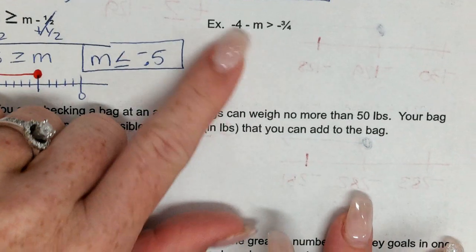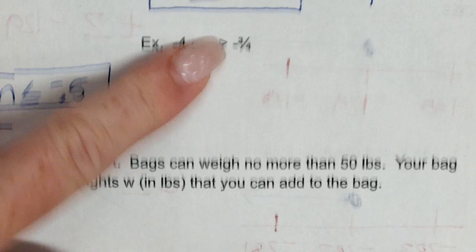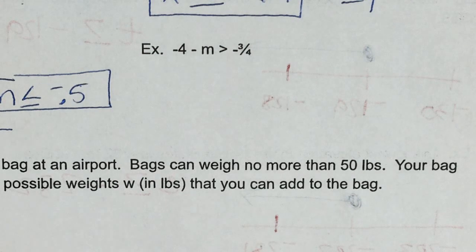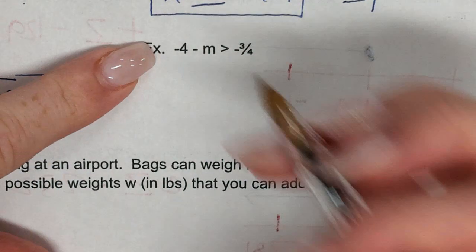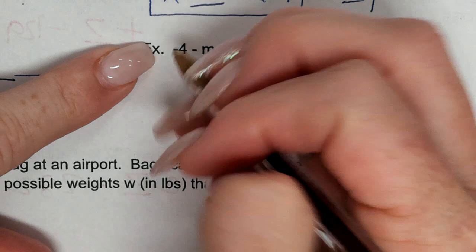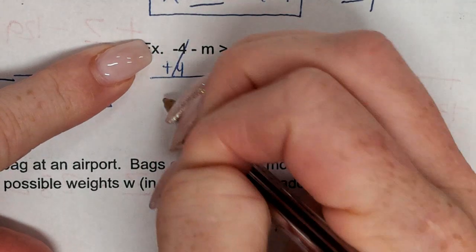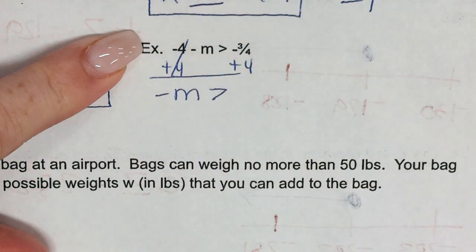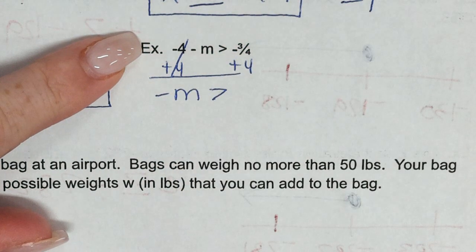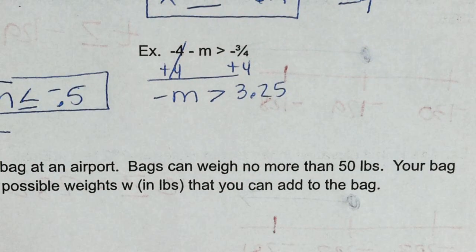Okay. Now, this is another one of those that really shouldn't have been on today's lesson because the m is negative, which means you're going to have to reverse the sign. That's actually tomorrow's lesson, but I know you guys can handle it, so let's go do it. How would I get rid of the -4? Sit up and pay attention. Okay, so I have -m is greater than, and -3/4 plus 4 is 3.25. Or 3 1/4.